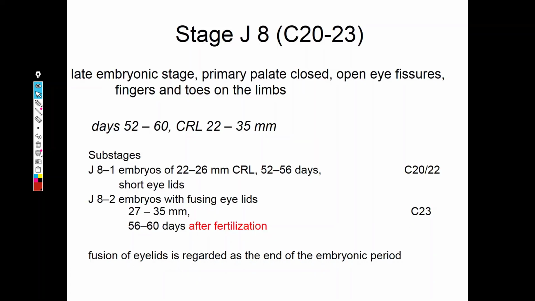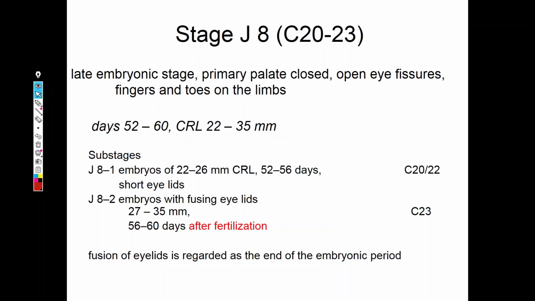So this is the late embryonic stage, and the primary palate is closed. We have open eye fissures, because fusion of the eyelids is regarded as the end of the embryonic period. So at the end we still have open eye fissures, and when we move to the fetal stage, which is from the 9th week, the fissures are closed.